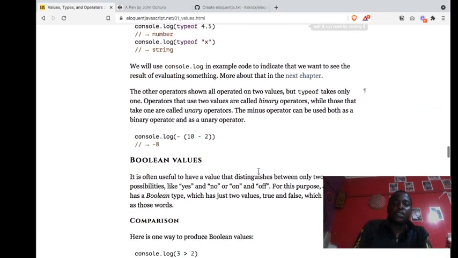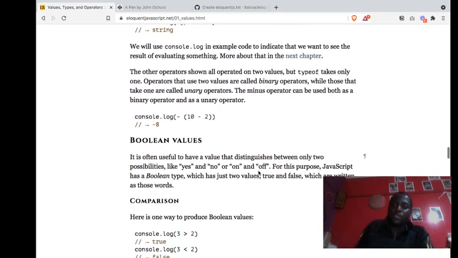The other operators shown all operated on two values, but typeof takes only one. Operators that use two values are called binary operators, and those that take one are called unary operators. The minus operator can be used both as a binary operator and as a unary operator. Here we're saying console.log(-(10 - 2)), and the answer will be -8.